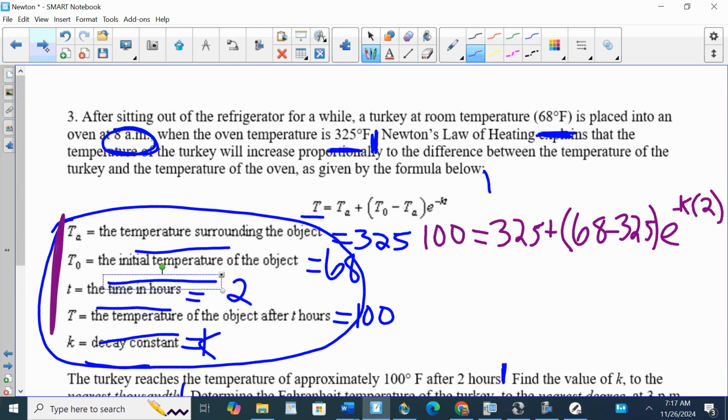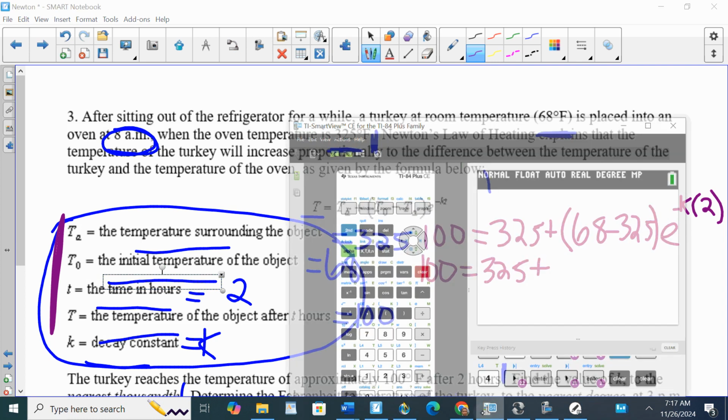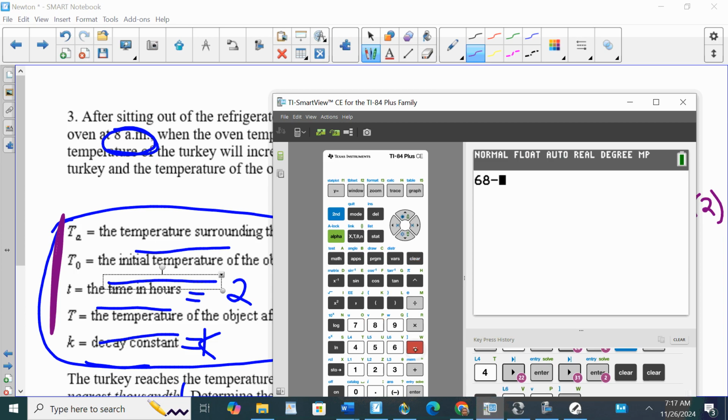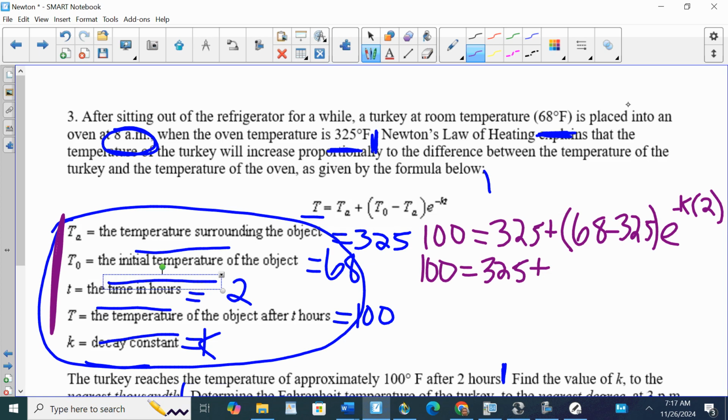So now I need to solve for K to the nearest thousandth. So this is an exponential equation. I'm going to combine what's in the parentheses first. 68 minus 325. 68 minus 325 is negative 257. So I can just make this into minus 257 e to the negative 2k.